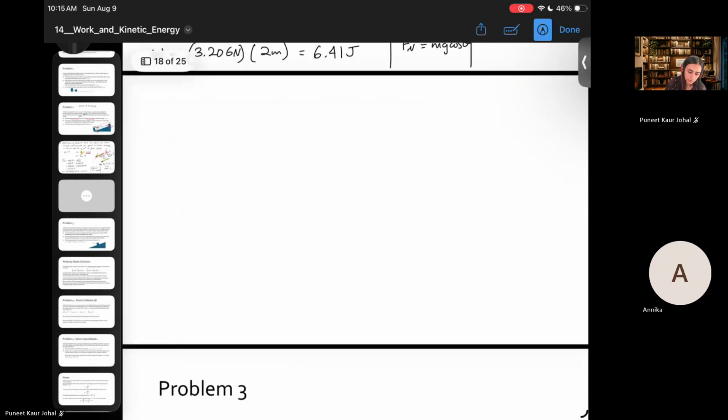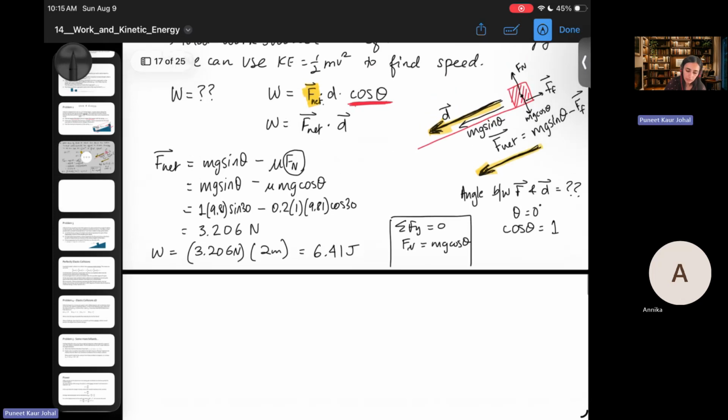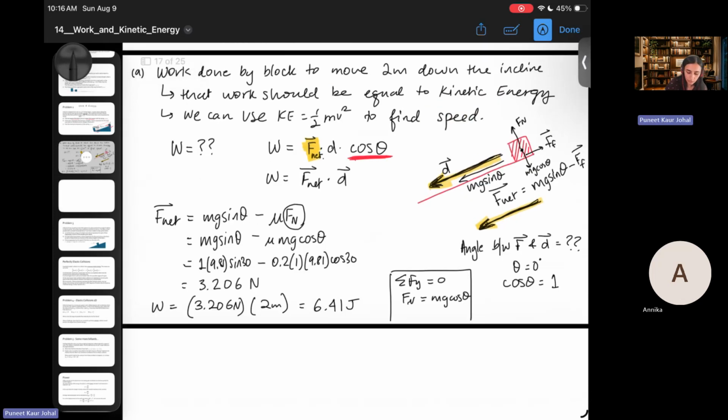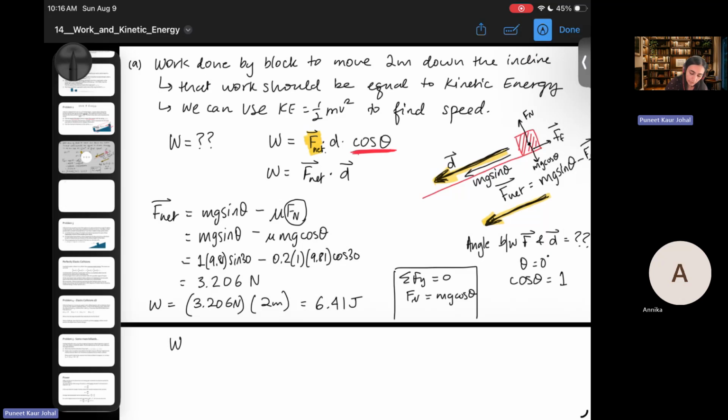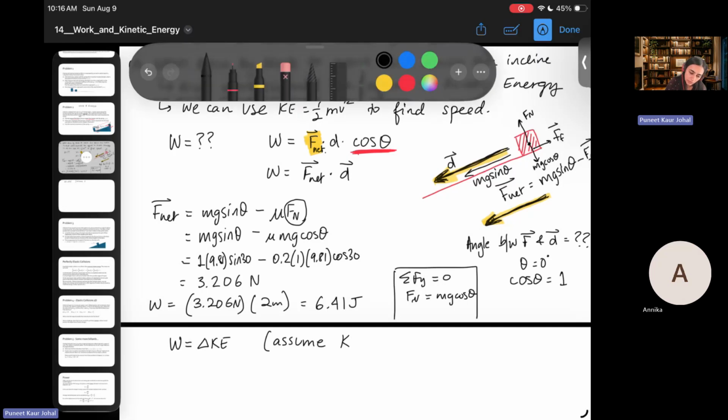Good. Perfect. And then once you know work, we can use the work energy theorem. The work energy theorem is work is equal to change in kinetic energy. We're going to assume that the initial kinetic energy is just 0. Why? Because we can assume that velocity initially was 0, because we didn't push the block with any velocity. It was just there, and then we just released it and it started sliding down. So initial velocity was 0.